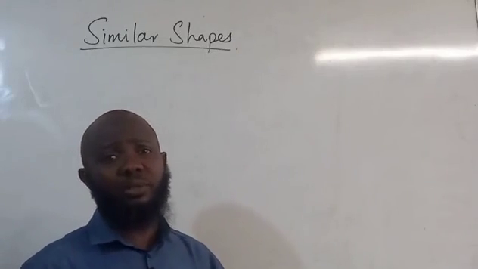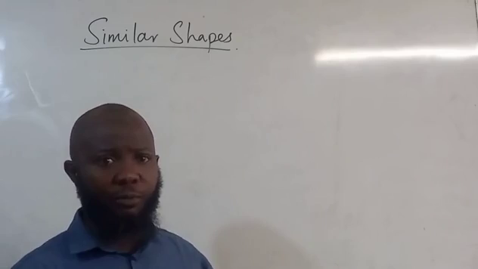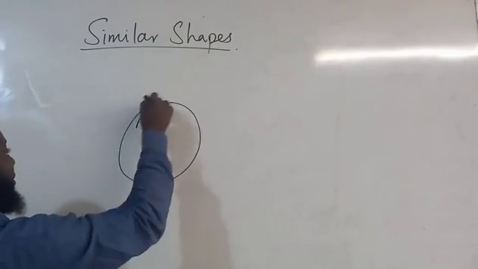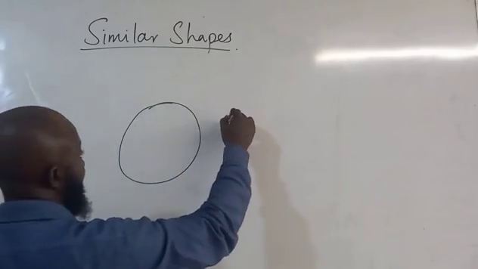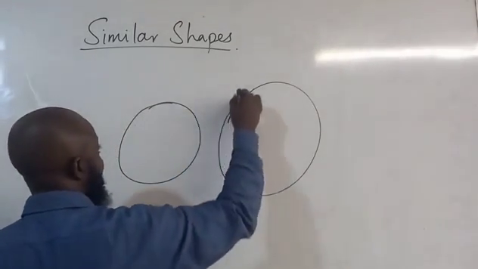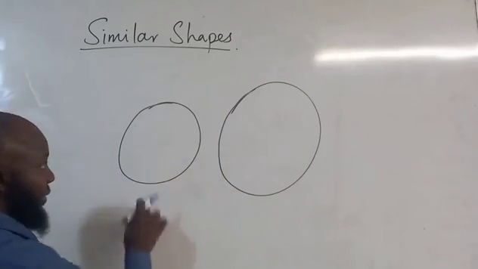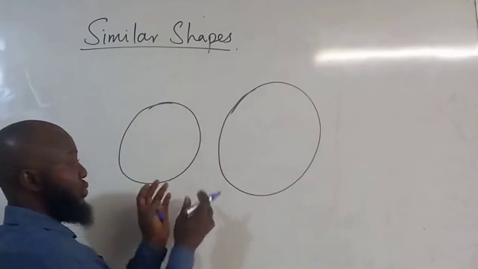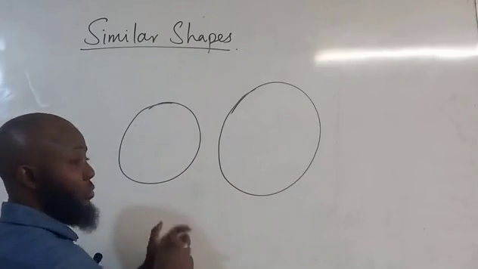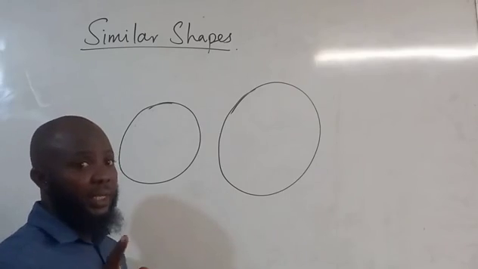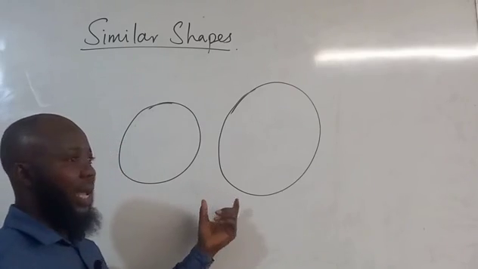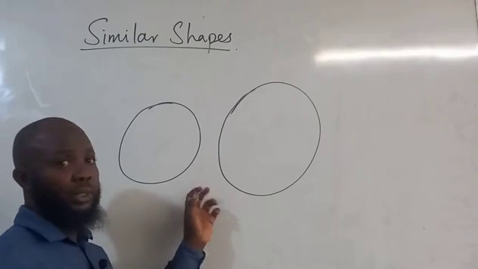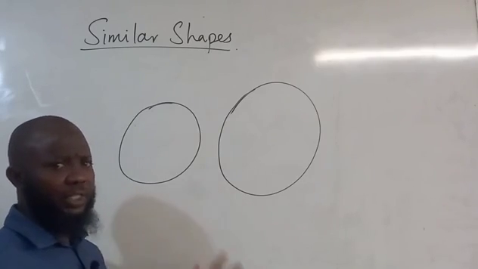Two shapes will be similar if they have the same property. Just like you have a circle. This is a circle, right? And this is another circle. As you can see, this circle is bigger than this. So this circle is an enlargement of this. So if this circle is an enlargement of this, we'll say that these two circles are similar. But that doesn't mean that the two have the same size. They have different sizes, but they are similar in the sense that they have the same property.